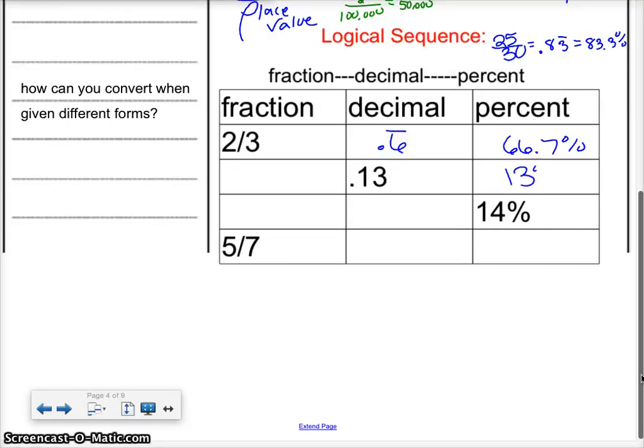0.13, well, the easiest thing is to do the 13%. And then it's number over place value. 13, place value is 100.